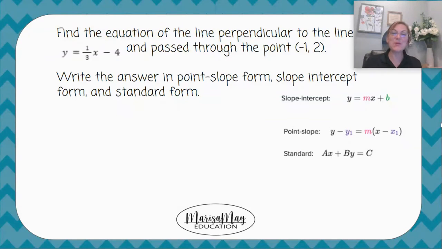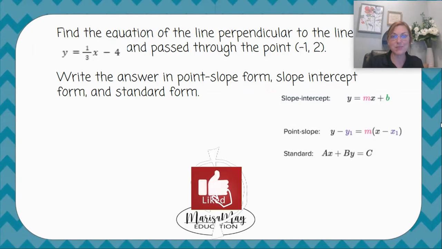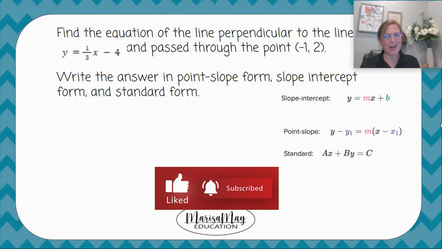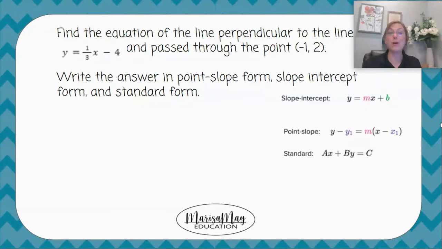In this video, we're going to take a look at finding the equation of the line perpendicular to the line y equals 1/3 x minus 4, but we want our new line to pass through the point (-1, 2). And then we've been asked to write this line in 3 different forms. So let's take a look.